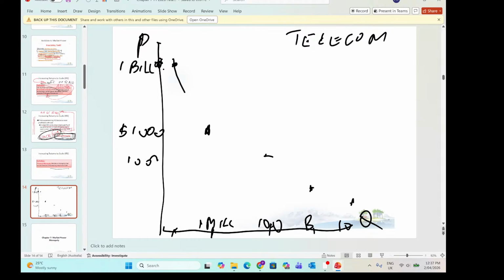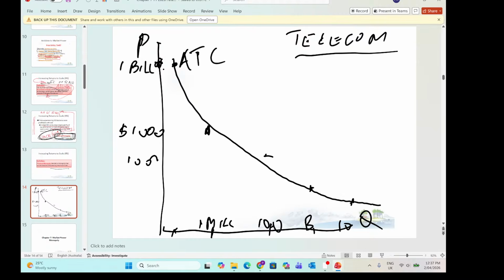So as our scale of production gets bigger, one phone call, then 1 million, then 10 million, 100 million, etc., the average cost is falling. Right? The average total cost is falling because essentially what you're doing is spreading the $1 billion over more and more phone calls. So that's the average total cost curve.